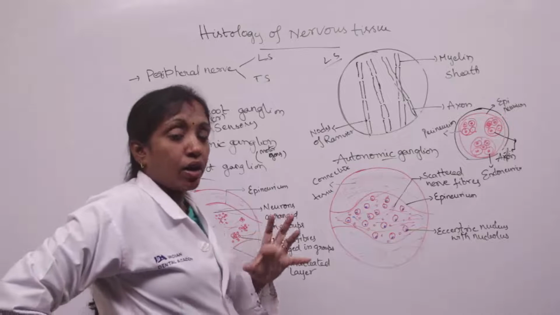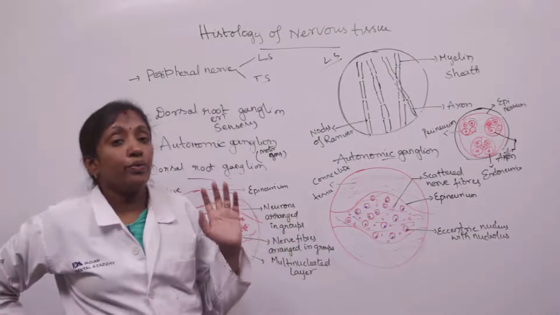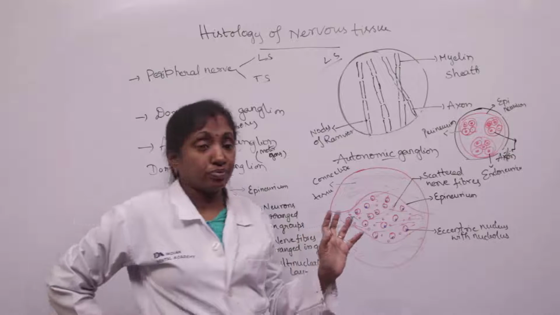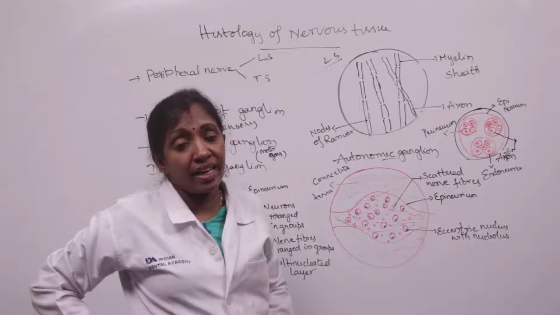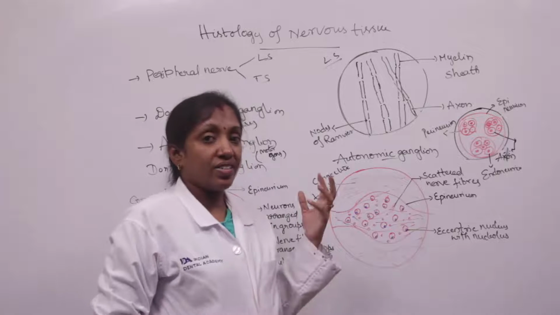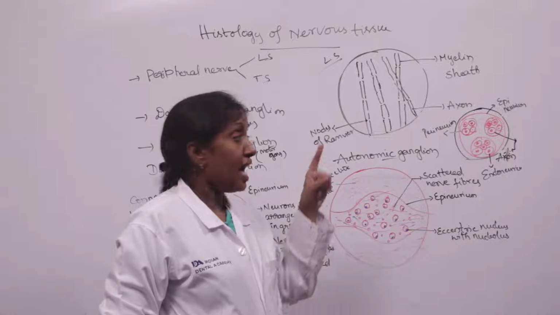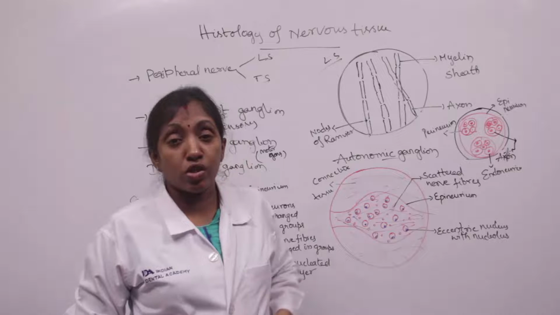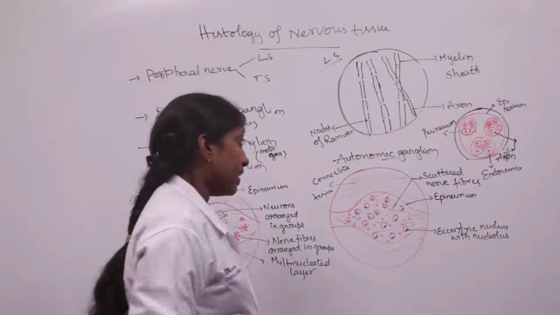By using hematoxylin and eosin staining, we can't see the myelin sheath. Outside the myelin sheath, we have one layer called the neurolemma layer, but we can't see the neurolemma layer when staining with osmic acid. This neurolemma layer consists of squamous cells which produce the myelin sheath.